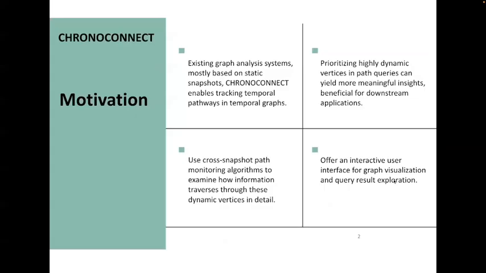Our motivation stems from the limitation of existing graph analysis systems, mostly based on static snapshots. Chronoconnect enables tracking temporal pathways in temporal graphs and prioritizing highly dynamic vertices in path queries. We use a cross-snapshot path monitoring algorithm to examine in detail how information traverses through these dynamic vertices. And we also offer an interactive user interface for graph validation and query result exploration.